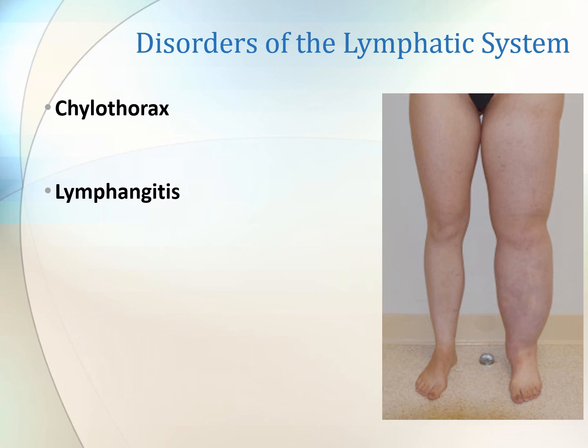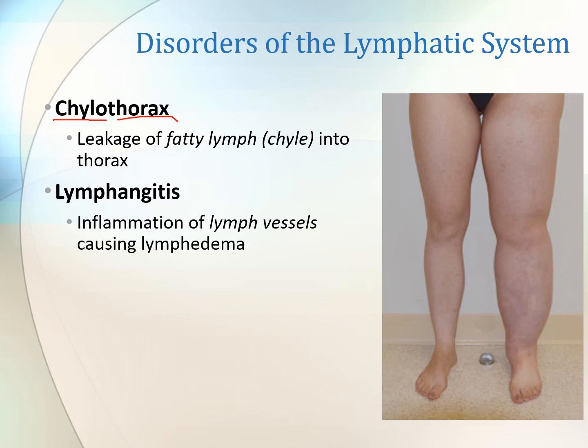So now that we know how the lymphatic system and immune system work together to fight pathogens, there are some disorders of the lymphatic system and of the immune system. Let's first start with the lymphatic system. We have something called a chylothorax. If you think chylo, what was that? That was our fatty lymph, and the thorax. So maybe chyle in the thorax. Leakage of that chyle into the thorax. If the thoracic duct gets damaged at all, this can happen.